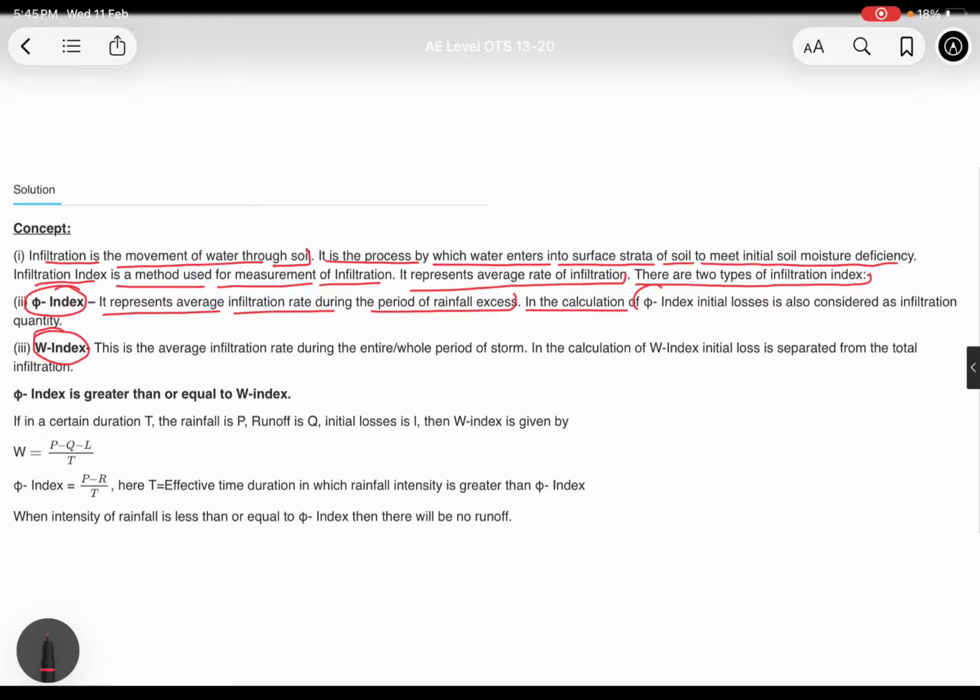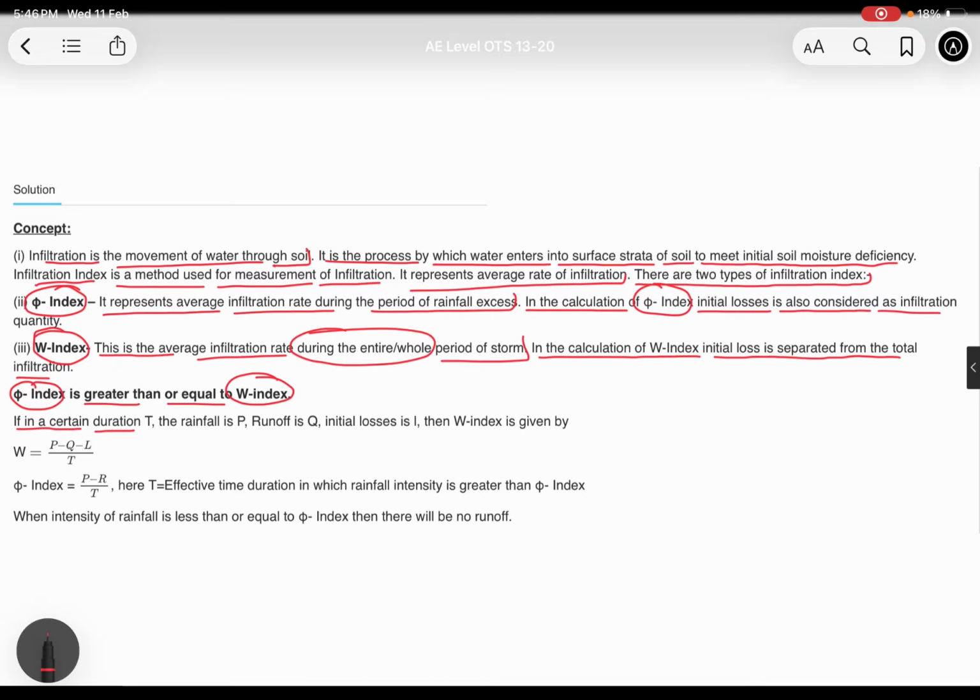In the calculation of phi index, initial losses are also considered as infiltration quantity. W index is the average infiltration rate during the entire period of the storm. In the calculation of W index, initial loss is separated from the total infiltration. Phi index is greater than or equal to the W index.